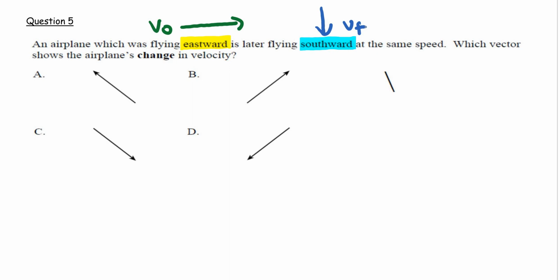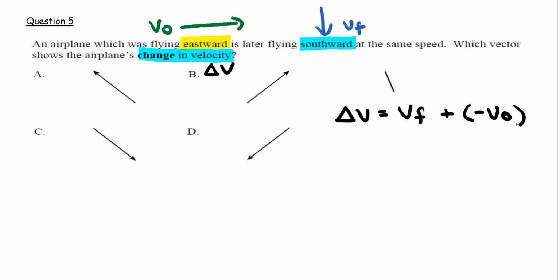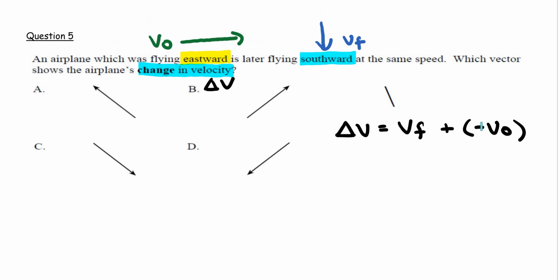Which vector shows the airplane's change in velocity? Change in velocity is delta V. Just like in the previous problem, we know that delta V is equal to your final velocity plus your initial velocity in the negative direction. To capture this negative V naught, we take your V naught over here and make it negative by putting a negative sign. Then we just switch the direction from eastward to westward.